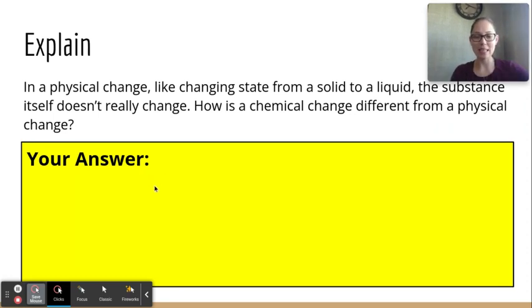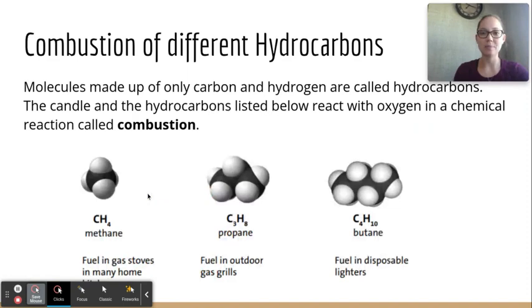All right, welcome back. So let's put this all together. Molecules made of only carbon and hydrogen are called hydrocarbons. So we see this a lot in our everyday life. And the candle and methane hydrocarbons react with oxygen in a chemical reaction called combustion. Now, later on, we're going to talk about all of the different types of chemical reactions that we have and the rules that they follow.